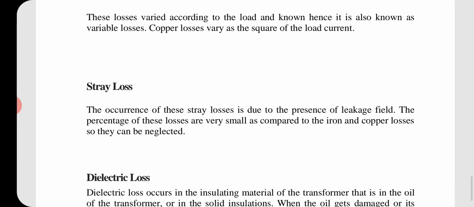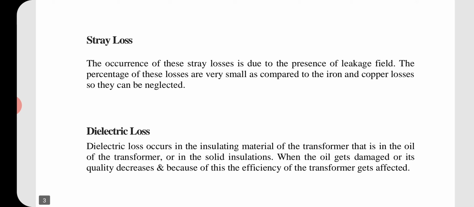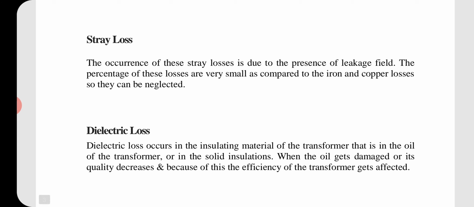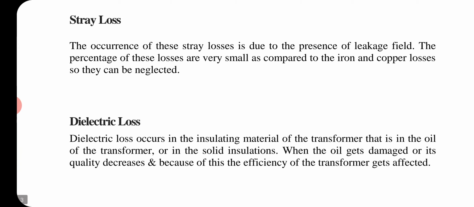Then coming to the third loss, stray loss. These two losses, stray loss and dielectric loss, are actually very low in magnitude, so they can be neglected. So what is stray loss? The occurrence of stray losses is due to the presence of leakage field. The percentage of these losses is very small as compared to the iron and copper loss, so the amount of stray loss is actually very low, and we can neglect it for further calculations.